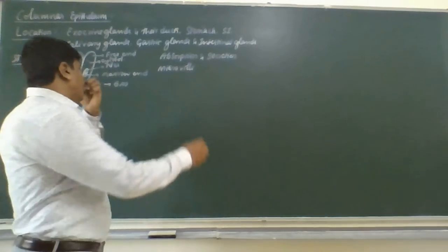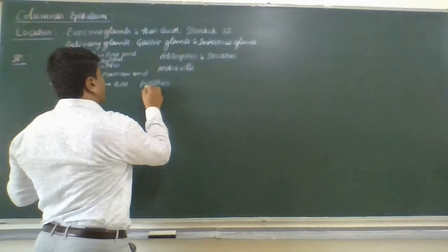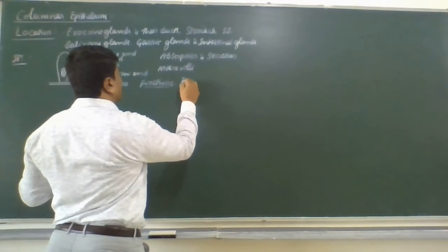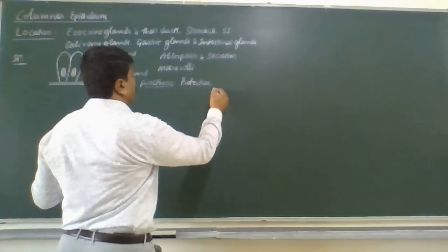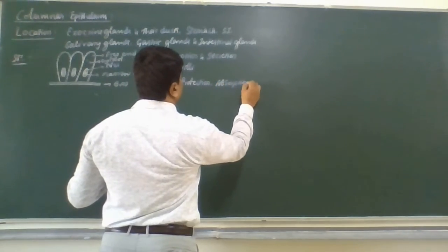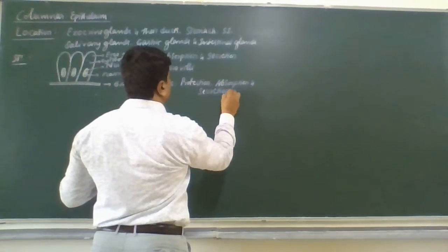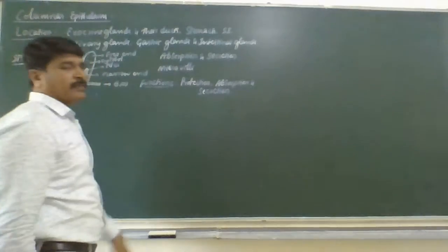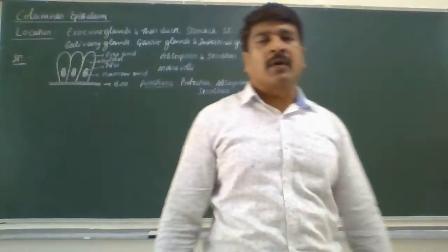Then let us come to the functions of the columnar epithelium. It is meant for protection, absorption, and secretion. So these are the functions of the columnar epithelium. So this much you should remember under the columnar epithelium.